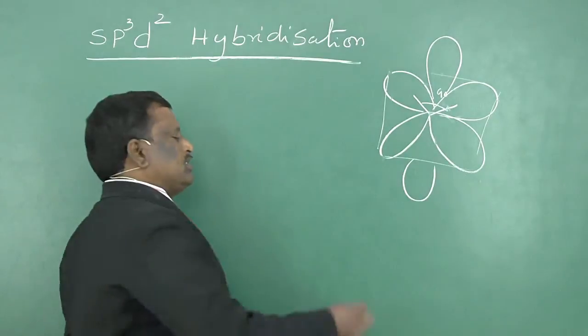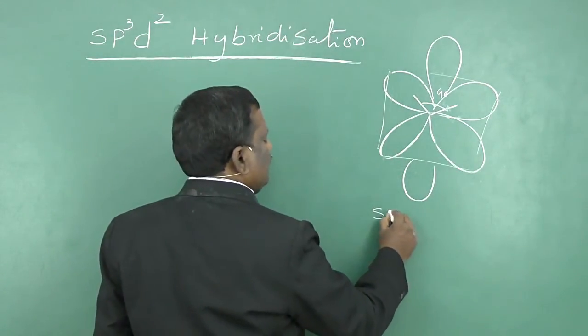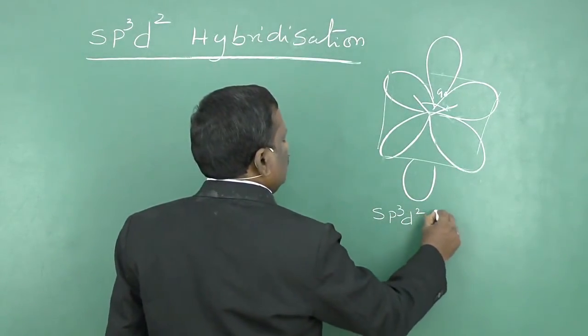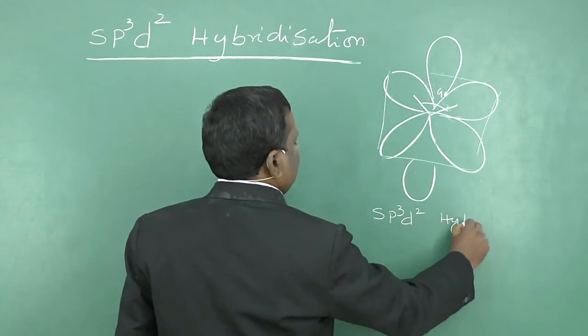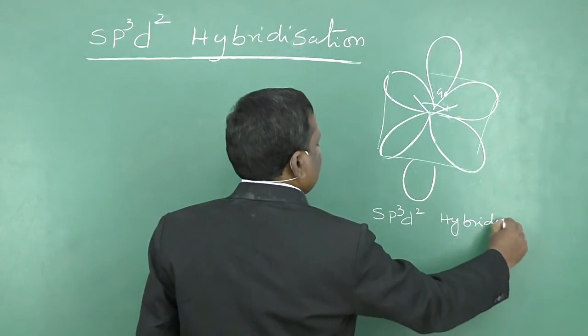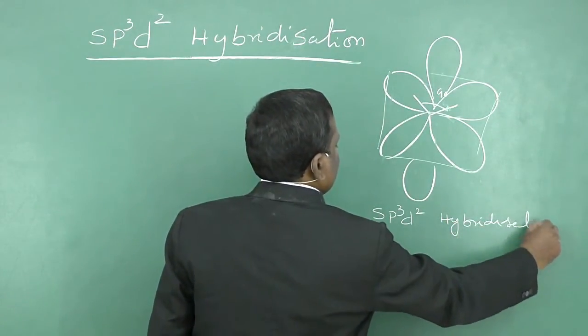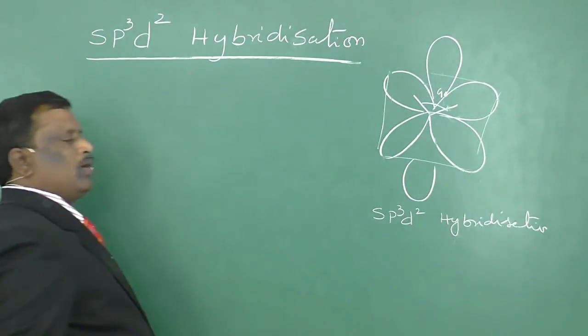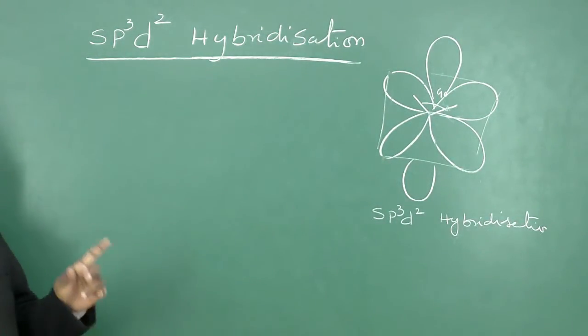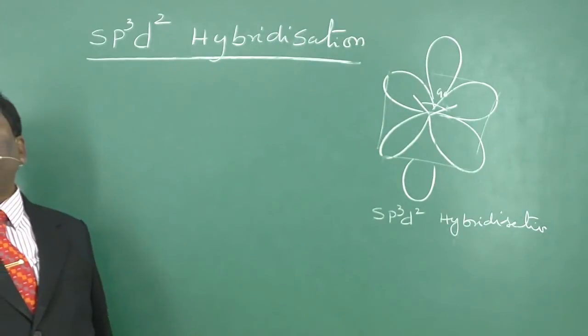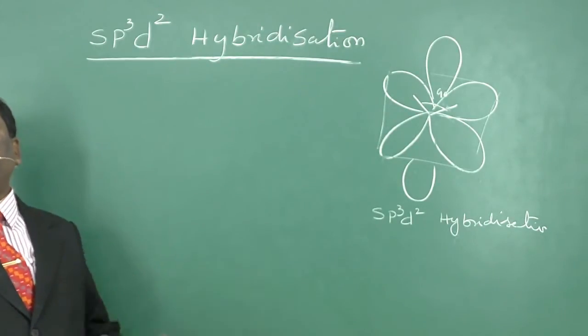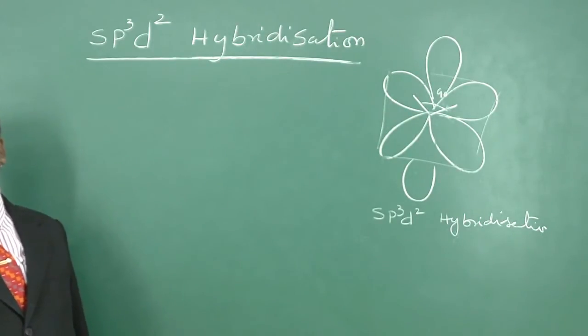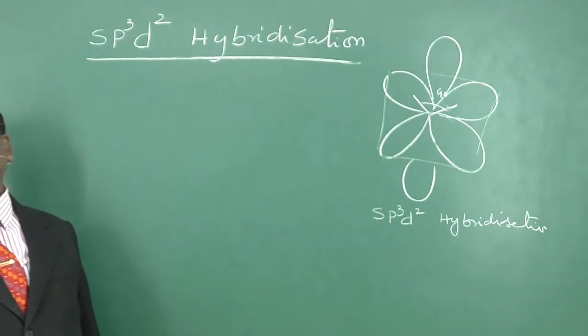This hybridization is called sp3d2 hybridization. One s orbital, 3 p orbitals and 2 d orbitals mixed together to form 6 identical hybrid orbitals is known as sp3d2 hybridization, and the orbitals are called sp3d2 hybrid orbitals.